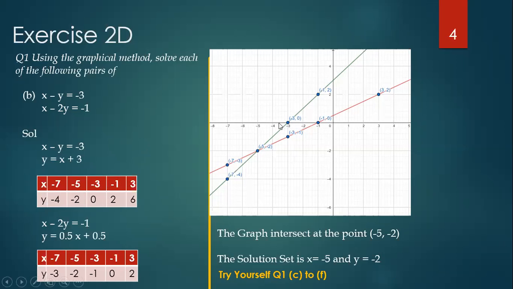If you take it too close, you might miss the intersection point and it will look messy. You might find the intersecting point somewhere here and it will be difficult to then calculate. So do it far away so that you can easily calculate the point of intersection.